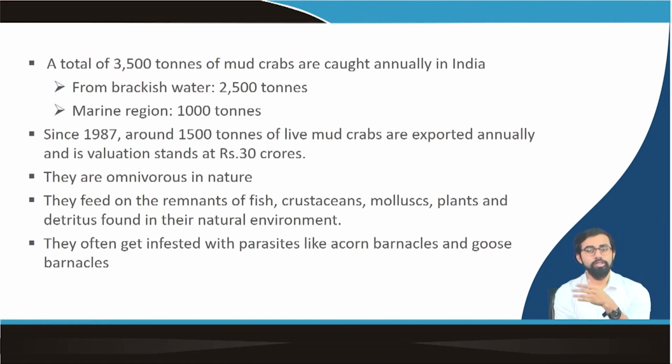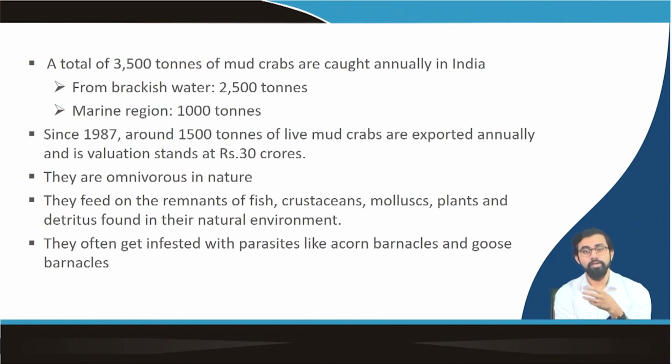They are in general omnivorous in nature. You know what omnivorous is: they can eat vegetation and they can eat animals. They are not exactly herbivorous or carnivorous, they are both. They are okay with both. But they normally try to feed on the remnants of fish, crustaceans, mollusks, plants or the detritus found in the natural environment. So if you supply them with more animal protein, they grow very fast. In general, we saw this in the research lab.